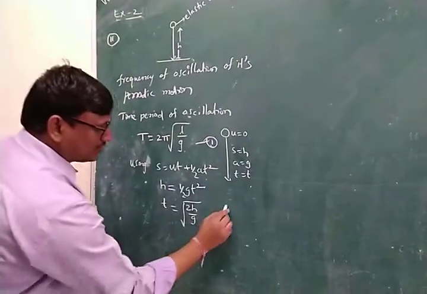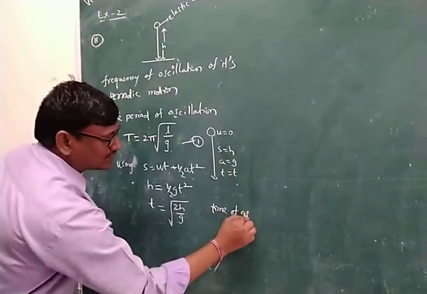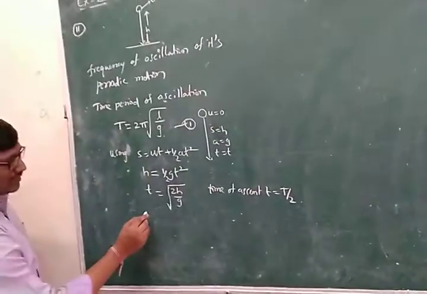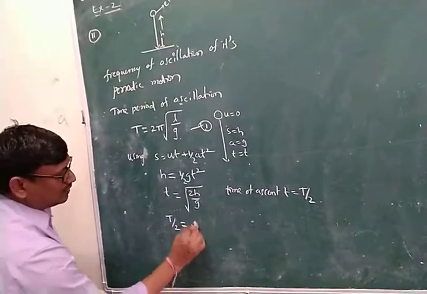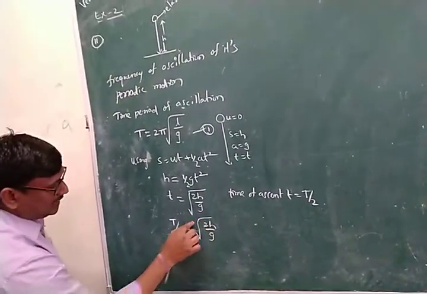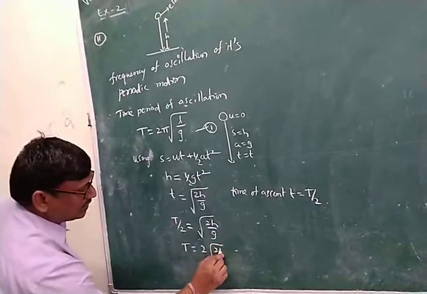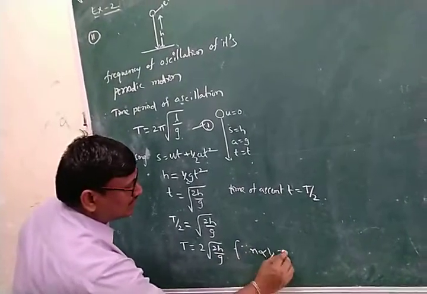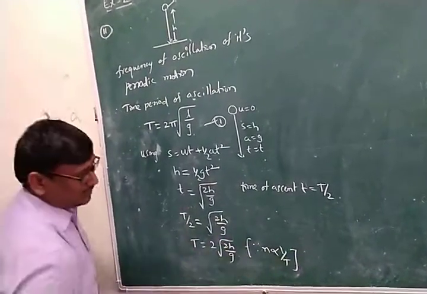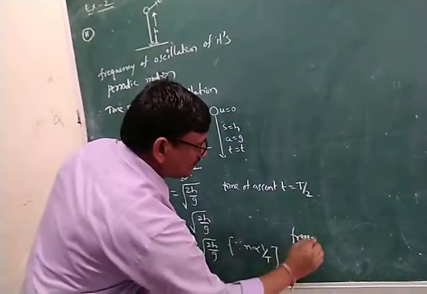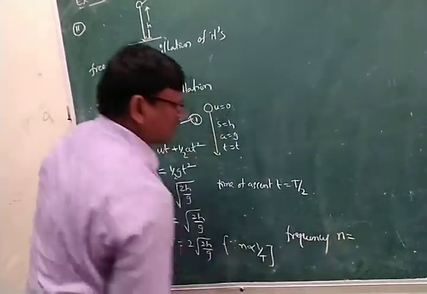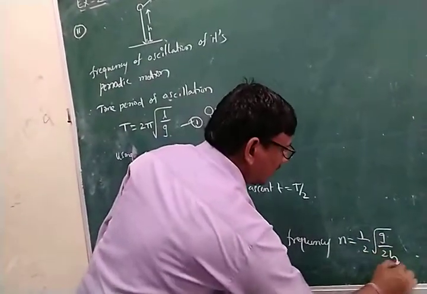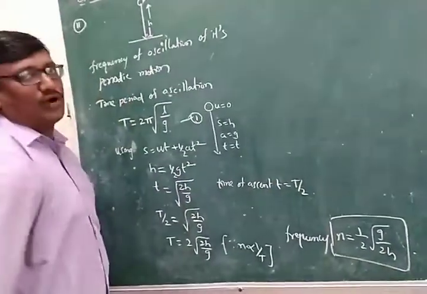The time of ascent is equal to the time of descent, so t is equal to T by 2. Now we can substitute the T by 2 into the square root of 2h by g, and the 2 is taken inside the root. Since the frequency is inversely proportional to the time period, we can write the frequency as 1 by 2 into the square root of g by 2h. This is the frequency of the particle.